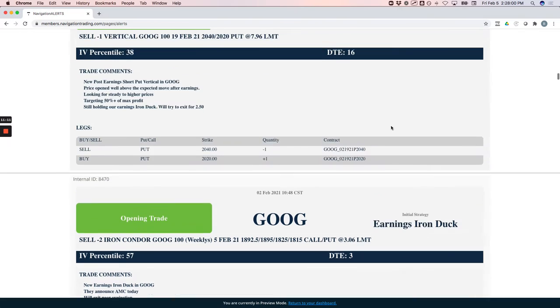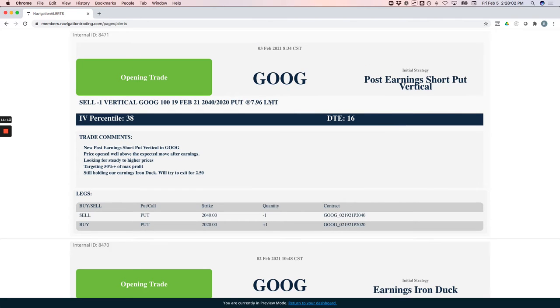All right, next trade. After Google announced earnings, they opened above the expected move. Just like we teach in the earnings course, if you have a stock that announces earnings and it opens above the expected move, there's a very high probability that the stock is going to either stay steady or continue higher. And that's what we did in Goog. We put on a post-earnings short put vertical.